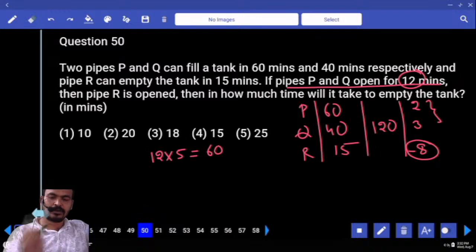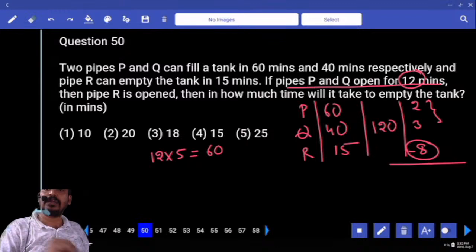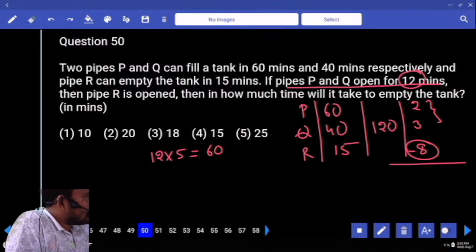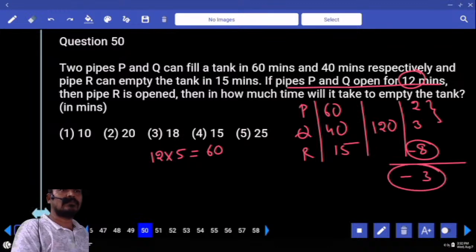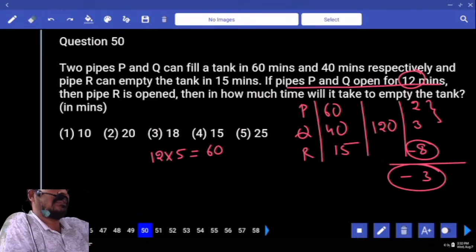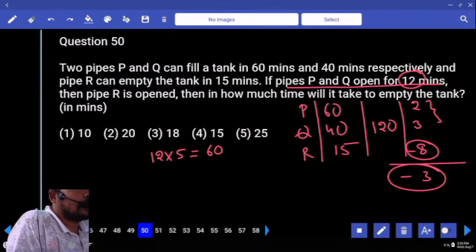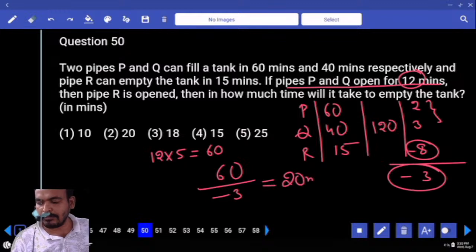60 liters. But after 12 minutes, the third pipe is also opened. Means after 12 minutes, how many pipes are working? 3 pipes. Okay. But when 3 pipes are working, will the efficiency be negative or positive? Negative. 2 plus 3, 5. Minus 8, minus 3. Negative efficiency means we take the completed portion or the remaining portion? Completed portion. What is the completed portion? 60 liters. Those 60 liters are emptied by all 3 pipes. How much time is taken? 20 minutes.